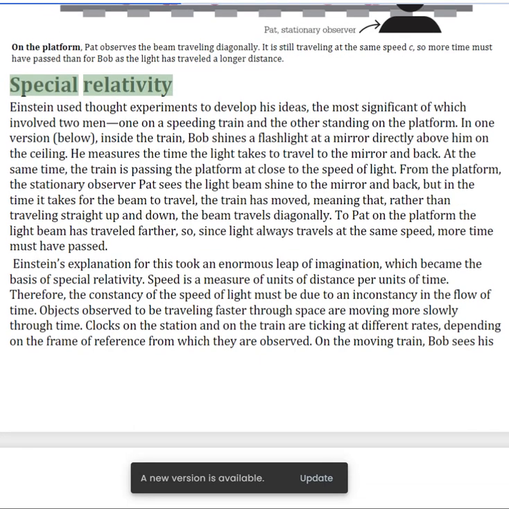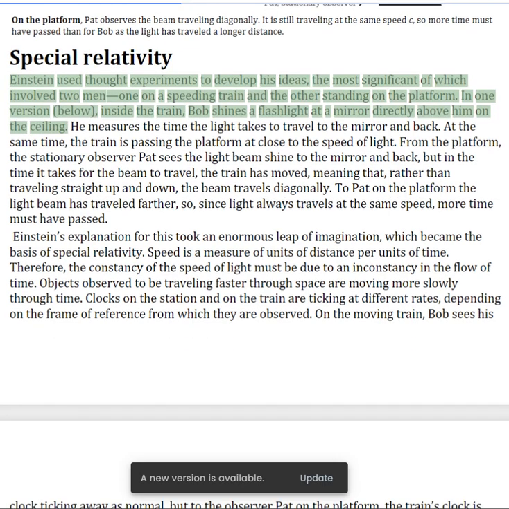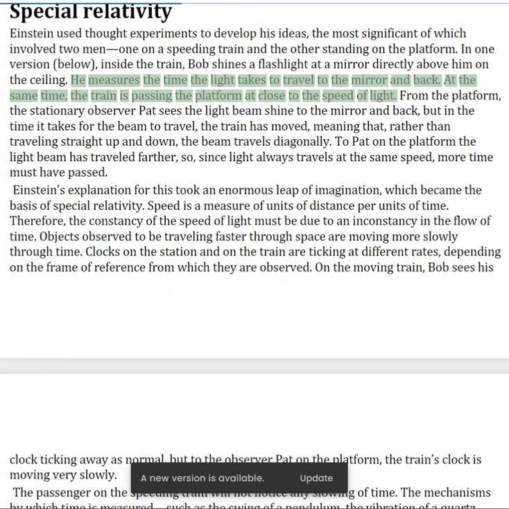Special relativity. Einstein used thought experiments to develop his ideas, the most significant of which involved 2 men, one on a speeding train and the other standing on the platform. In one version, inside the train, Bob shines a flashlight at a mirror directly above him on the ceiling. He measures the time the light takes to travel to the mirror and back. At the same time, the train is passing the platform at close to the speed of light.